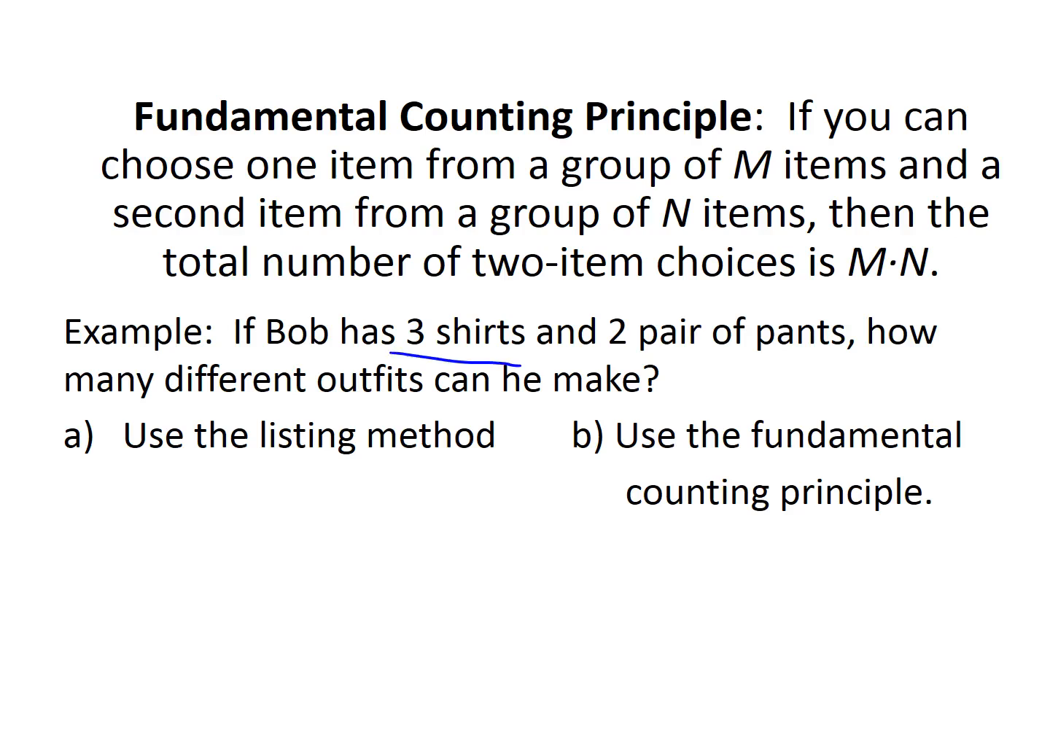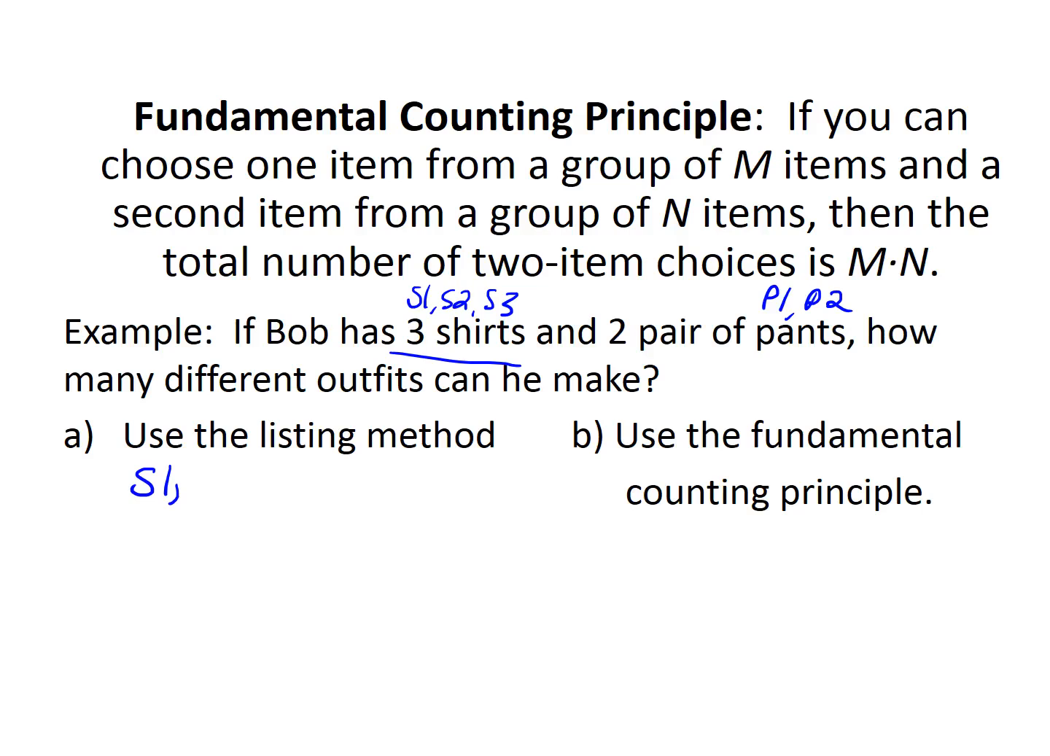So he has 3 shirts. We'll just call them shirt 1, shirt 2, and shirt 3. And 2 pairs of pants, pant 1, pant 2. So we want to know all the possible combinations, or the total number of outfits using the listing method.